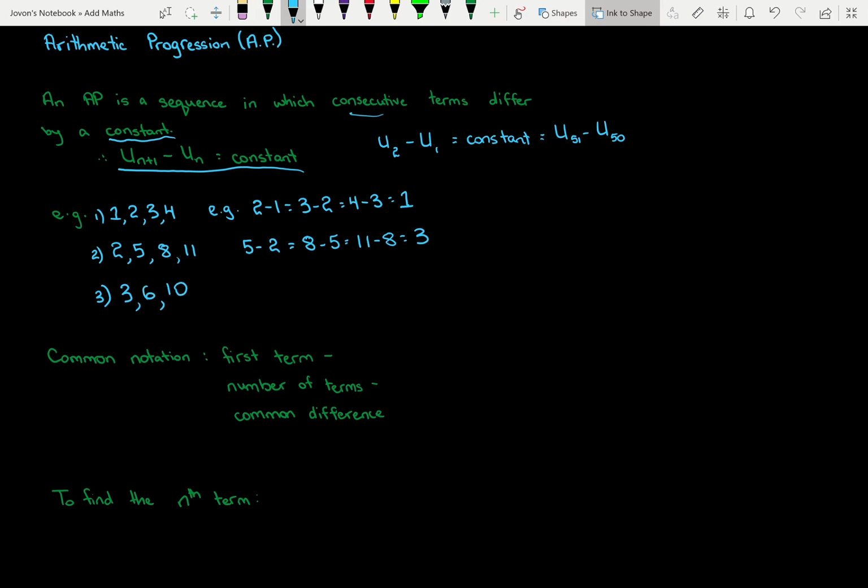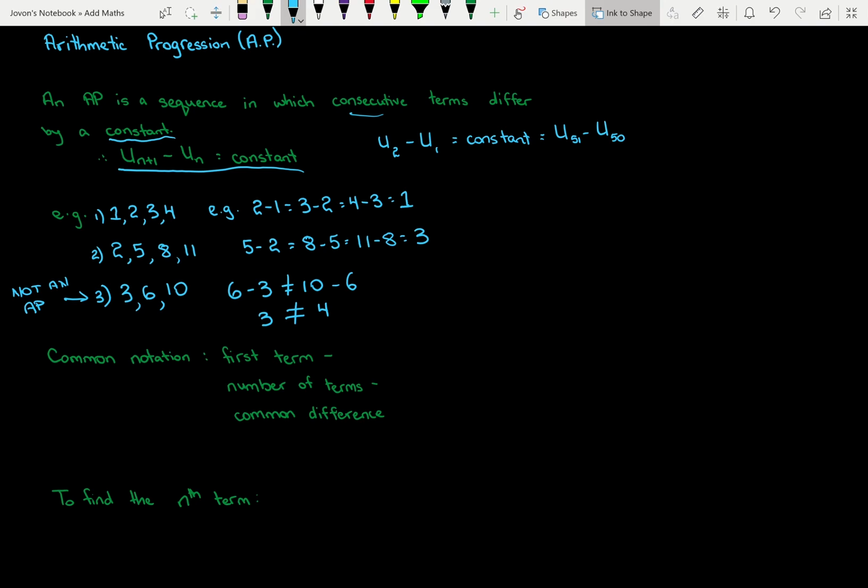So let's say we have another example now, example 3, in which let's say it is 3, 6, 10. To determine if this is an AP, all we simply do is 6 minus 3 equals 10 minus 6. Now 6 minus 3 is 3, 10 minus 6 is 4, and these are not equal to each other. So what that means is that this here is not an AP, because it needs to always differ by this constant term.